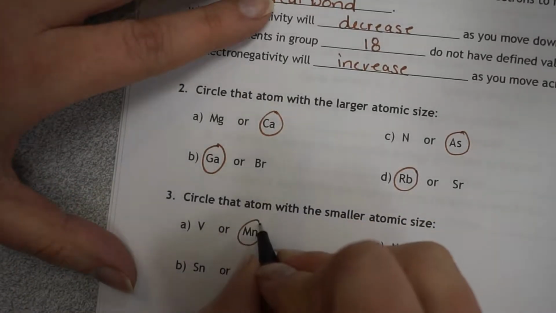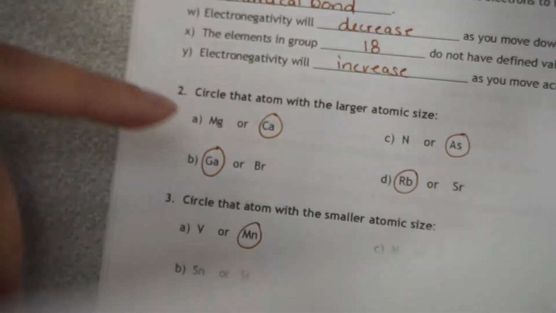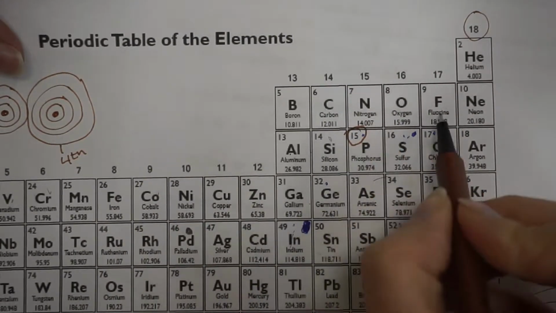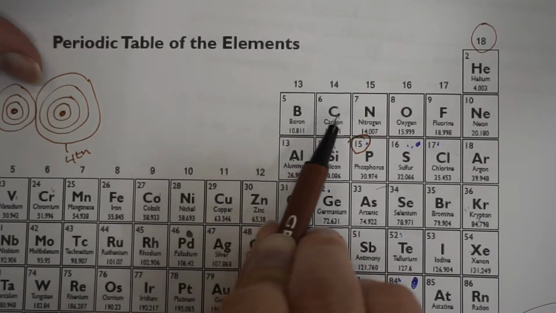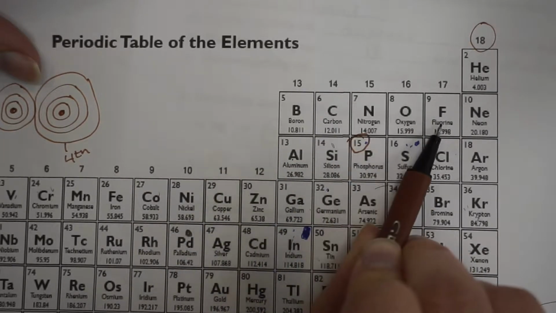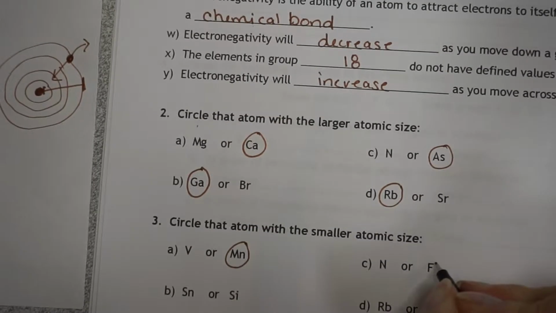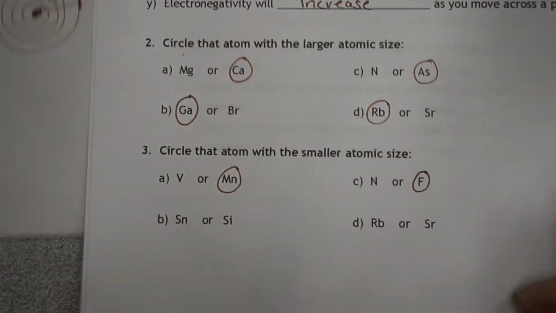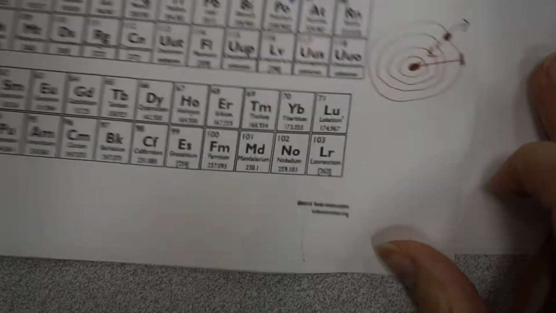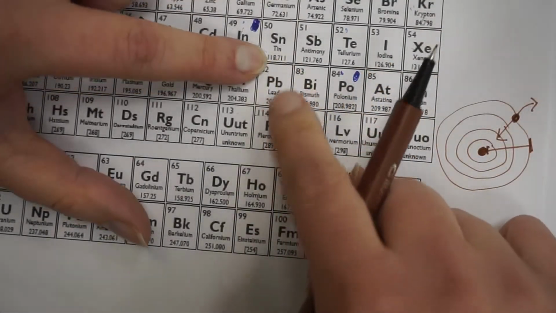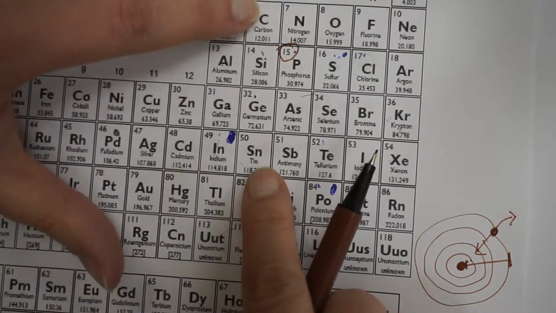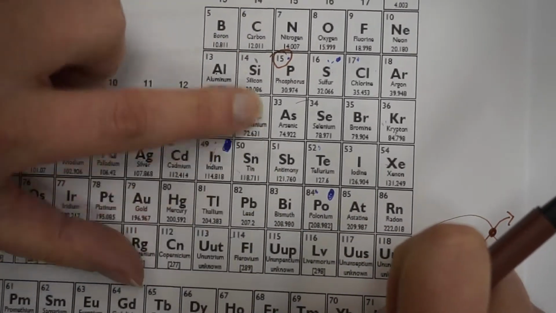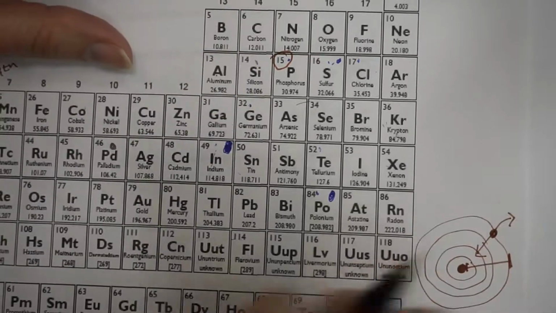So manganese. Now nitrogen or fluorine. Now we're doing, again, the period comparison. Still atomic size, so they get smaller as you go this way, and it's nitrogen and fluorine, so the smaller one is going to be fluorine. It's actually one of the smallest ones. Now we have Sn or Si. So Sn is here, Si is here. It's looking for the smallest one. They get bigger as you go down because you're increasing in energy levels. So Si is smaller.